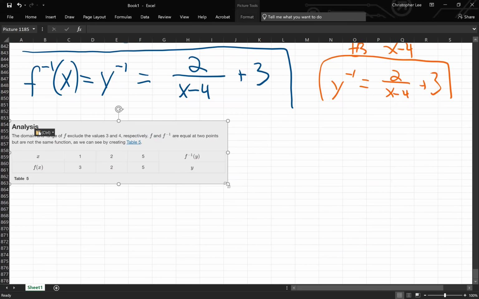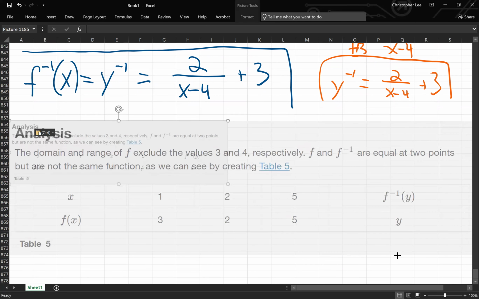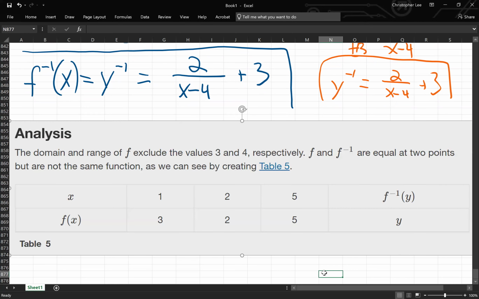I'll make a special note real quick. The domain and range of f exclude the values 3 and 4 respectively. So f and f inverse are equal at 2 points, but not at the same function, as we see in the table.